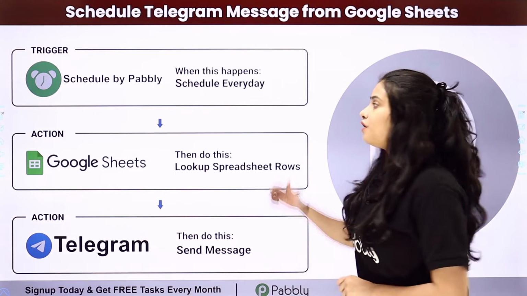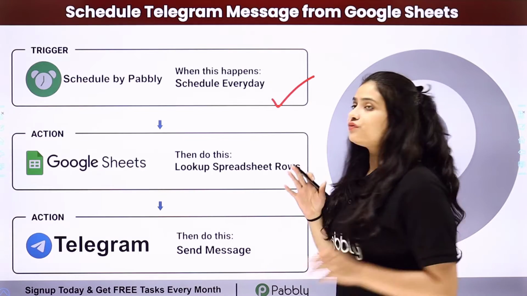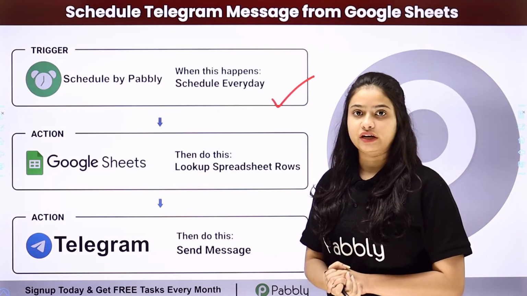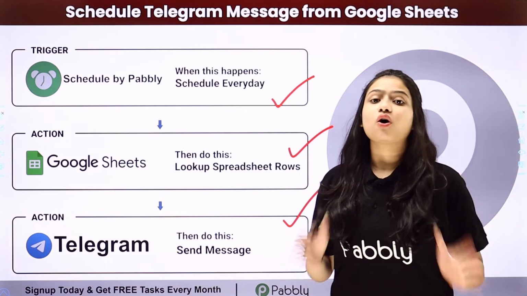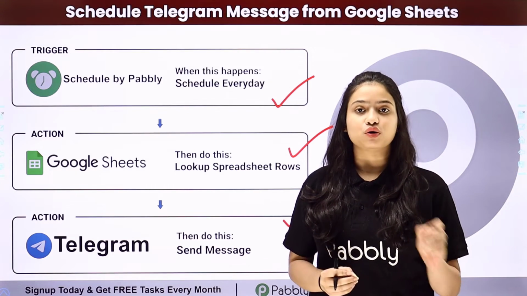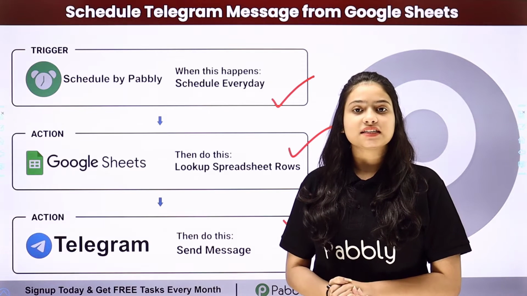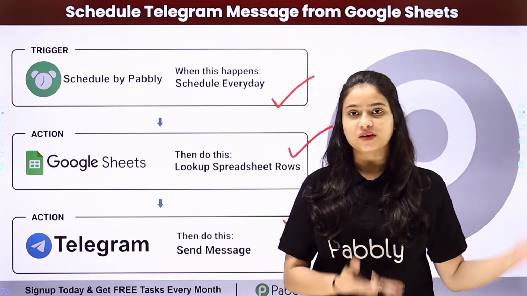Now what we are going to do, we have Schedule by Pabbly in our trigger, through which we are going to schedule the entire workflow for every day. And then we have Google Sheets and Telegram in our action. So we will be connecting all of them by using Pabbly Connect in order to automate this entire process. And to learn this entire process step by step, let me take you all to my screen.